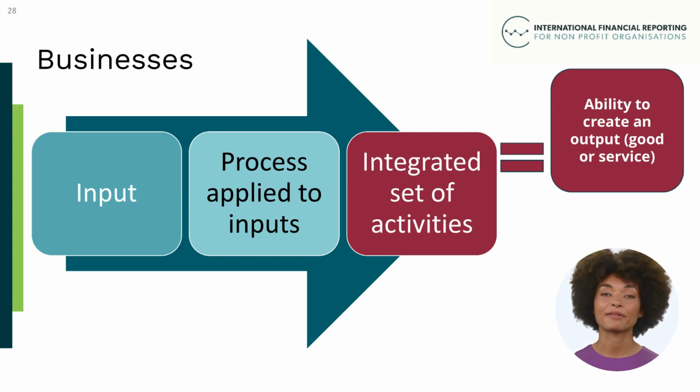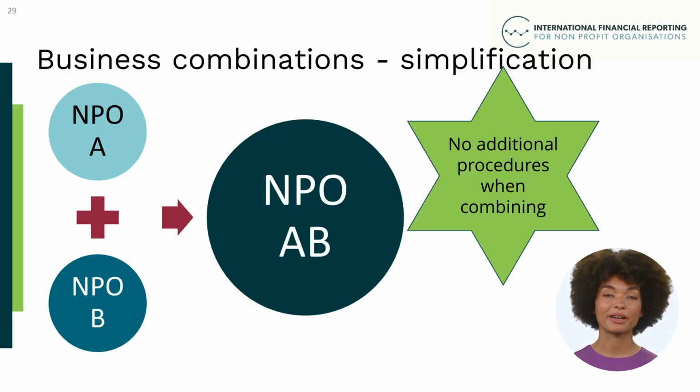The characteristics of a business now include the types of activities carried out by NPOs, for example, providing services to service beneficiaries. The section also covers NPO combinations that are motivated by an NPO's missional objectives, not just financial considerations. To make it easier to apply, a simplification has been added to cover the situations where two NPOs that both have positive net assets combine. Additional procedures have been removed, as the cost of applying these are considered to be disproportionate to the benefit.